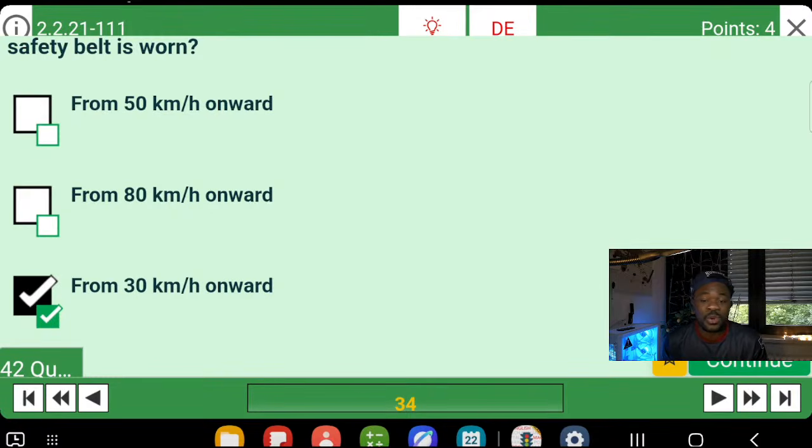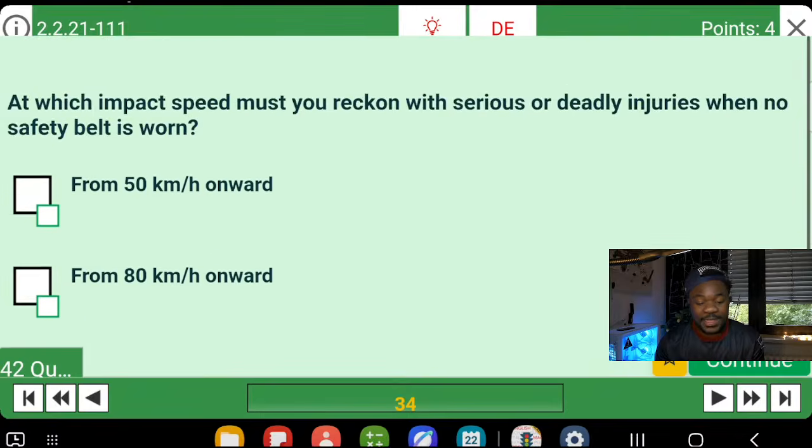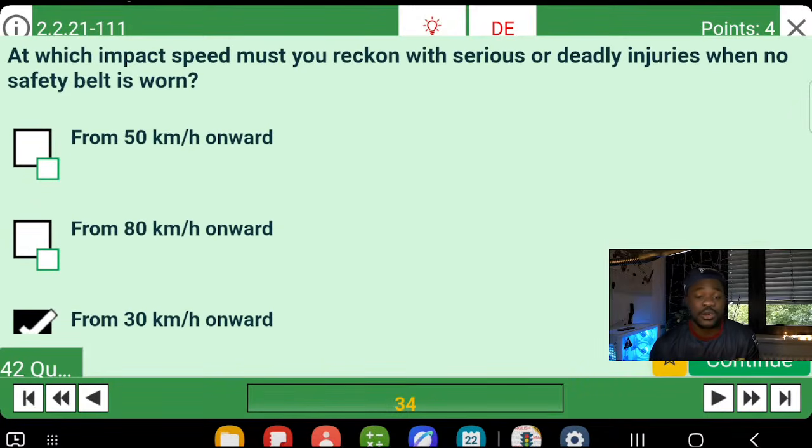It's there to enhance what? The safety of the occupant. It's not there for style or for fun. It's there for safety purposes. So as low as 30 kilometers per hour, if you have no seat belt on and you have an accident, it can lead to serious injuries or a deadly accident. Take note. Good.